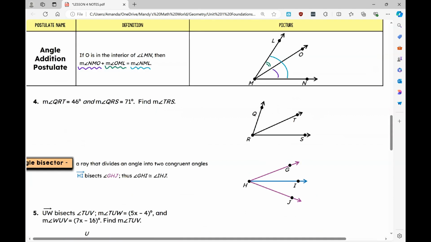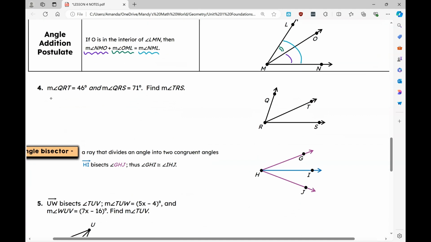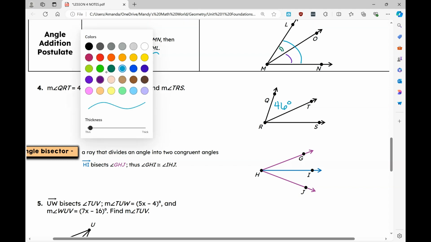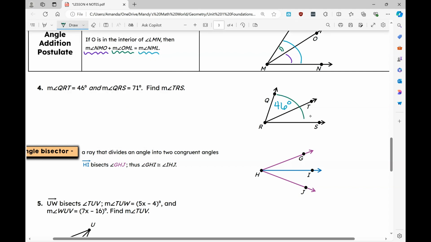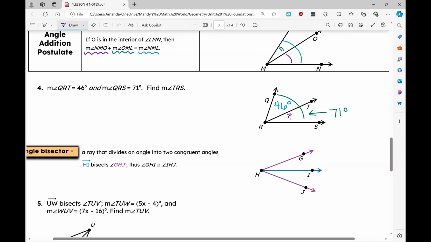So number 4. What I will encourage you to do is, you're given some information and you're given a figure. Awesome that you're given a figure. You don't have to draw it. If you're given information and don't have a figure, draw one. So the measure of angle QRT is 46 degrees. The measure of angle QRS, that's the entire thing, is 71 degrees. It says find the measure of angle TRS. We're looking for this angle measure right here.